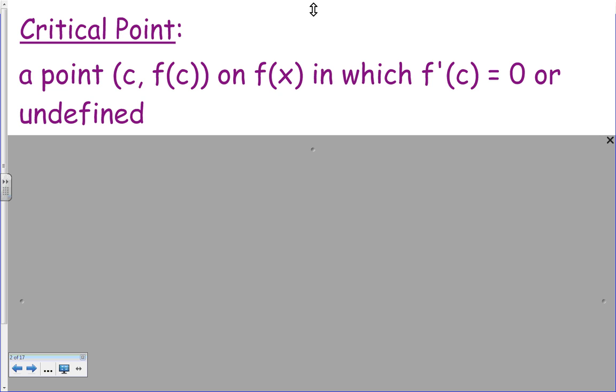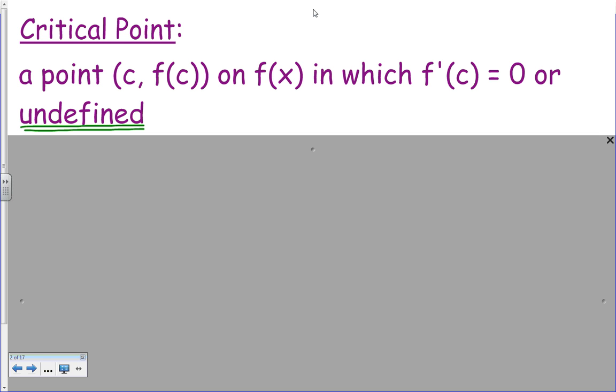All right, so let's start out with a critical point. A critical point, by definition, is a point (c, f(c)) on function f(x) in which f prime of c is equal to 0 or undefined. In fact, I'm going to underline undefined here because that's the part of this that's usually forgotten. So basically it's saying that if you want to find the critical points of a function, you take that function, find its derivative, and you set it equal to 0, or find where it's undefined.